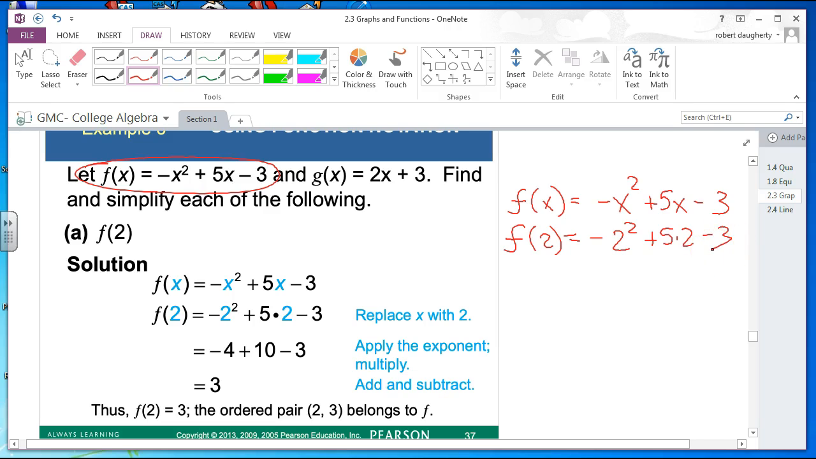So what you see here, keep in mind, these are two different things, okay? Negative 2 squared, this first one is a negative number, and this is a negative number being squared. So this is negative 4 plus 10 minus 3. So this turns out to be 3. So it tells me that the point 2, 3 is on my graph, okay? Because when you substitute a 2 in for x, you will get a 3 for your y value.